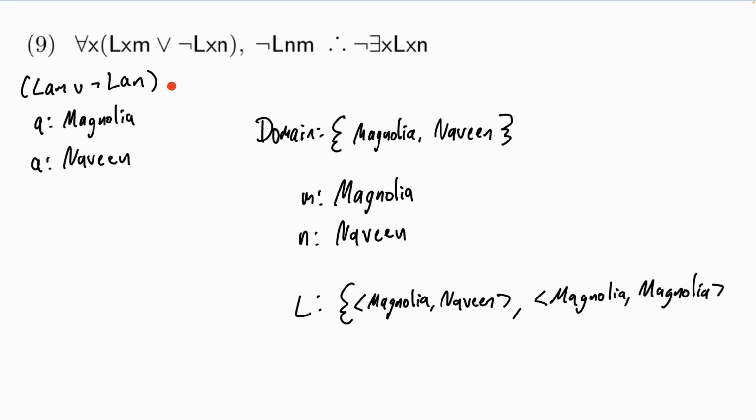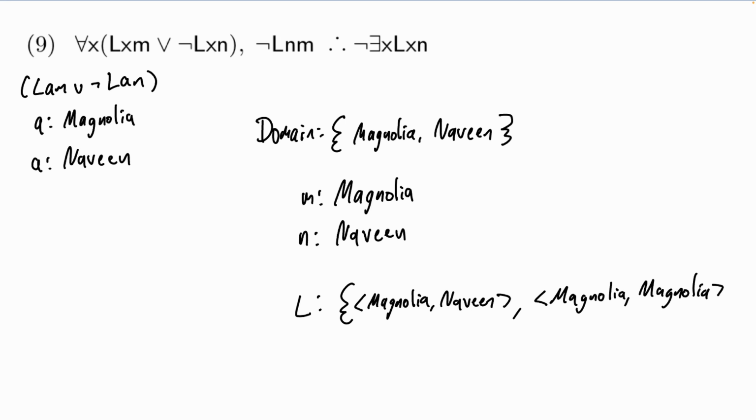Okay, so now this disjunction is true when A refers to Magnolia. What about when it refers to Naveen? Is the first disjunct true? Does Naveen love Magnolia? No. Now, what about the second disjunct? Is it true that Naveen loves Naveen? No, that isn't true. That's false. So the negation of it is true. So this whole disjunction is true when A refers to Naveen. So it's true in both cases, which means this universally quantified statement is true on this valuation.